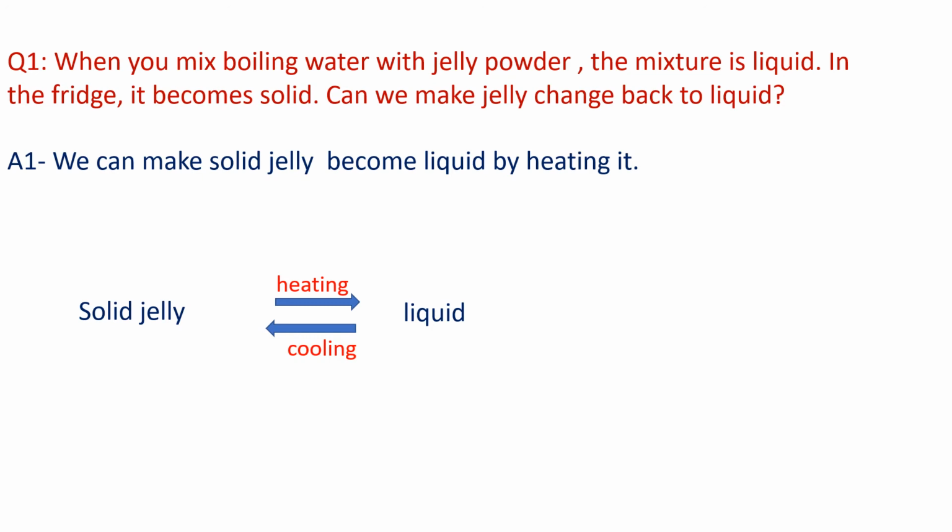When you mix boiling water with jelly powder, the mixture is liquid. In the fridge, it becomes solid. Can we make jelly change back to a liquid? Yes, we can make solid jelly become liquid. How? By heating it up. When you heat the solid jelly, then it becomes a liquid. And when you cool that liquid, it becomes a solid jelly again.